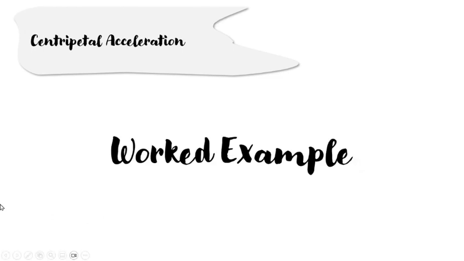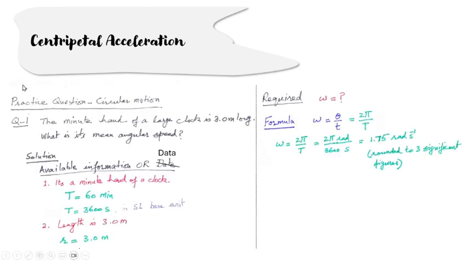Now we are going to do a very simple question on circular motion. I have taken this question from the A-level physics book, and it reads: the minute hand of a large clock is 3 meters long. What is its mean angular speed?